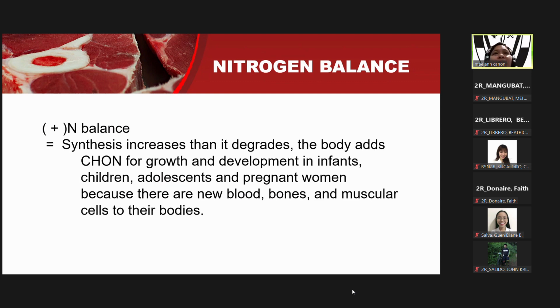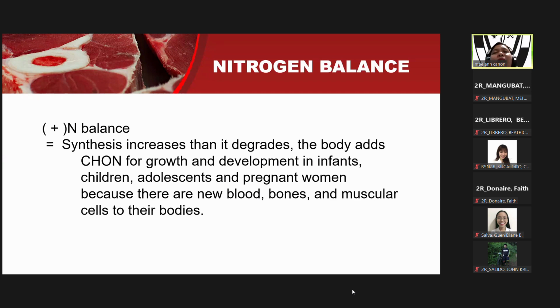Whereas positive nitrogen balance occurs when the nitrogen intake exceeds the amount excreted. This indicates there will be new tissue formation. For example, a pregnant woman is expected to have increased protein demand, because she is eating for two: herself and the baby she is carrying in her womb. So it means you should have more intake of protein.